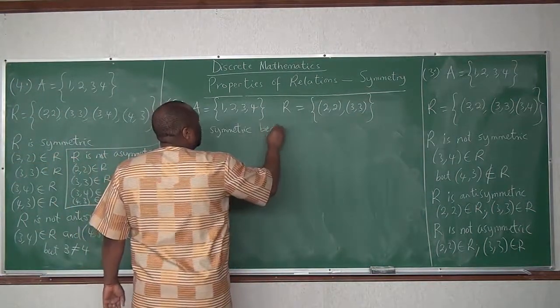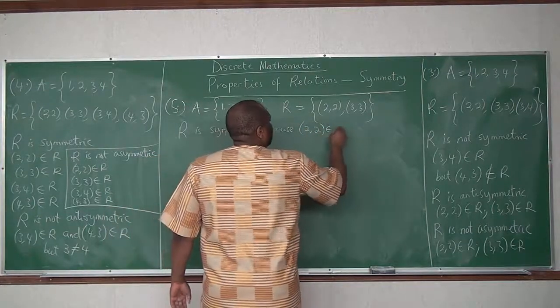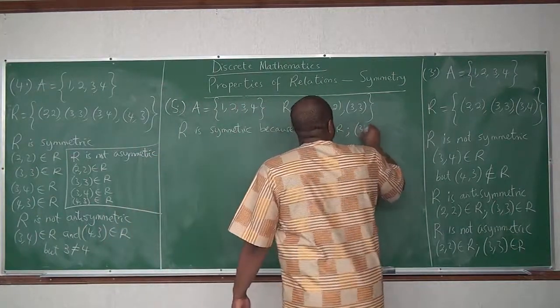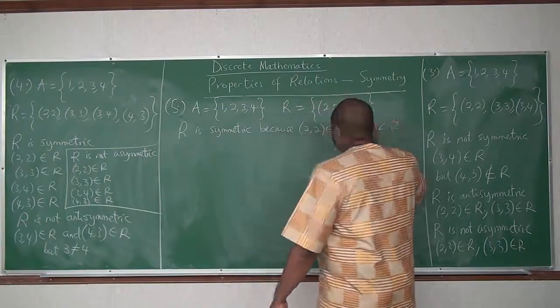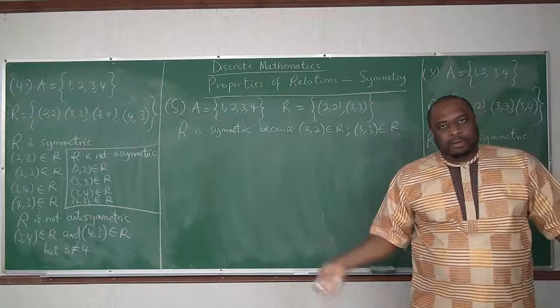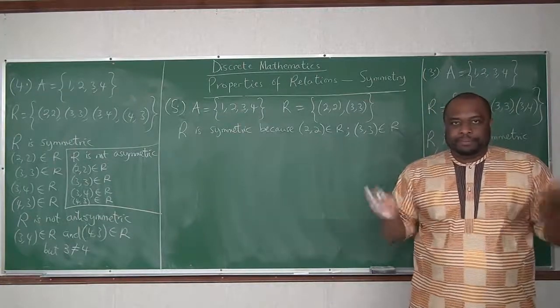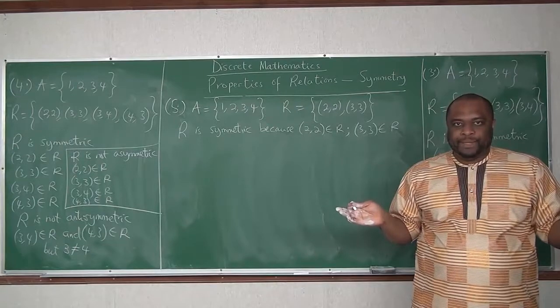Because you have (2, 2) an element of R, and then you have (3, 3) an element of R. (a, b) is an element of R, and (b, a) is an element of R. So (2, 2), (2, 2), (3, 3), (3, 3). So it's symmetric.